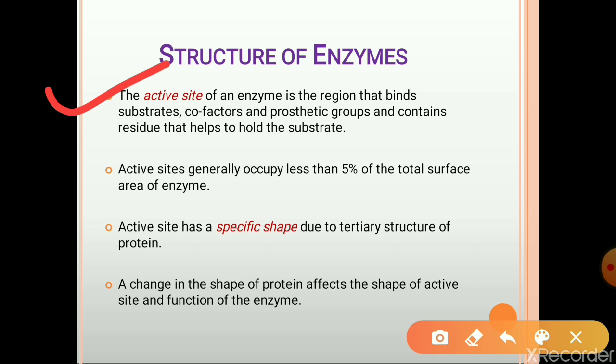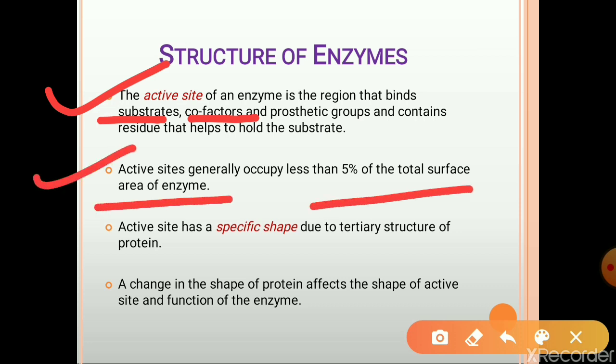So in that enzyme, there is an active site, the region where substrate can bind, plus cofactor also binds, and prosthetic group also binds, and it contains residues that help to hold the substrate. The active site generally occupies less than 5% of the total area of the enzyme. Means out of 100% of the enzyme, only 5% is covered by the active site.